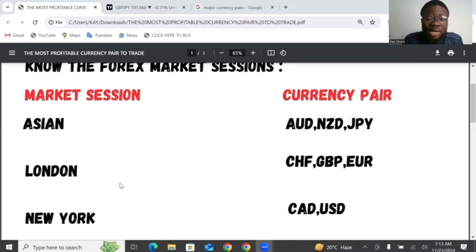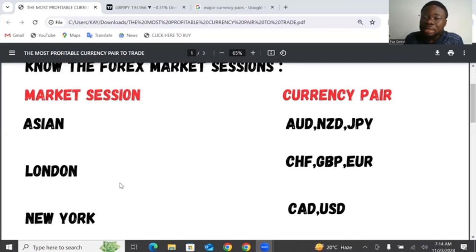So you have been able to identify the various market sessions, which we identified as the Asian session, the London session, and the New York session. These are the major currency pairs that are active. So after identifying the various market sessions and the currency pairs that are open during each session, you need to understand, as I have said earlier, that when it comes to forex trading, you buy one currency and you sell one currency. So it is like a tug of war. Each currency is trying to pull the other.